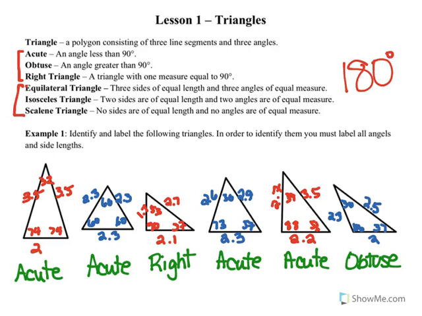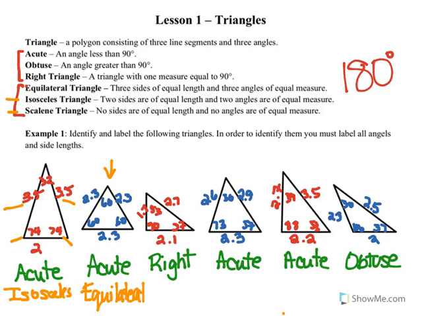Now we need to determine if it's equilateral, isosceles, or scalene. If it's equilateral, it's going to have all equal sides and all equal angles. So that would be this one right here. And all equilateral triangles have 60-degree angles. Isosceles has two sides and two angles that are the same. Scalene is different, all different. So our first one has two angles that are the same as well as two sides, so it is isosceles.